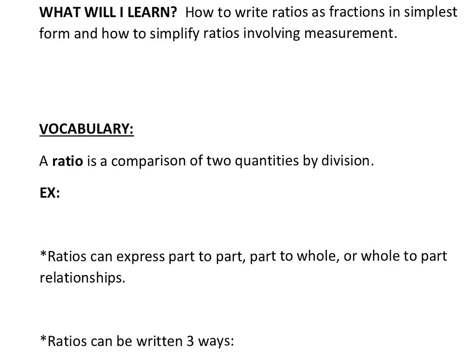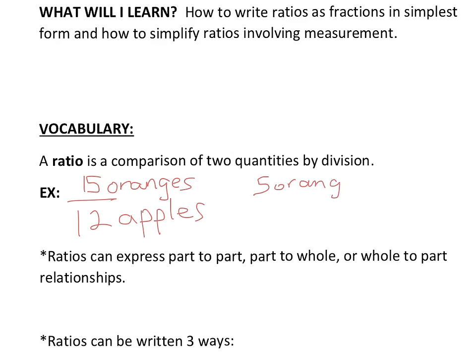So for example, if I were to compare 15 oranges to 12 apples, that is considered a ratio. And I would always want to make sure that I simplify that ratio. So then I would divide that by 3 top and bottom, and then it would be 5 oranges to 4 apples. And that would be my simplest form. But it's still a comparison because I'm comparing two different quantities.